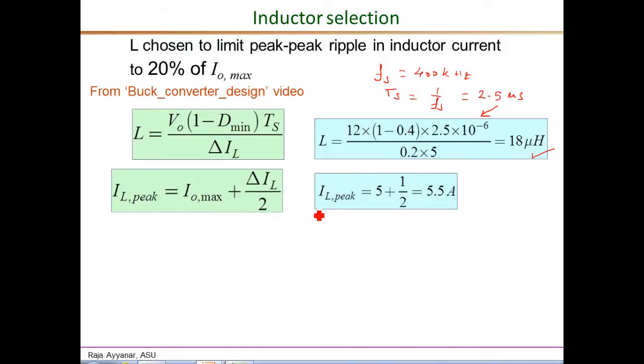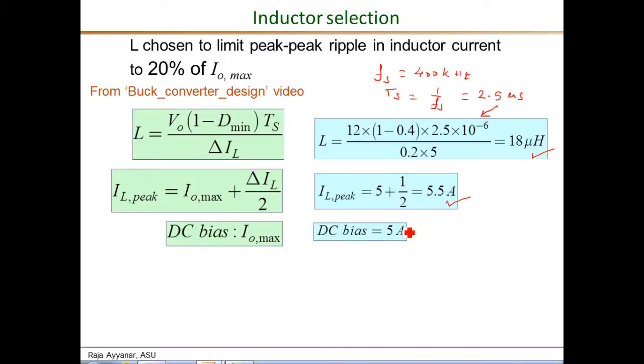The next parameter we need is the peak value of the inductor current, and that we saw from the previous video is equal to the maximum load current plus 1/2 of the peak to peak ripple, and so that turns out to be 5.5 amperes.